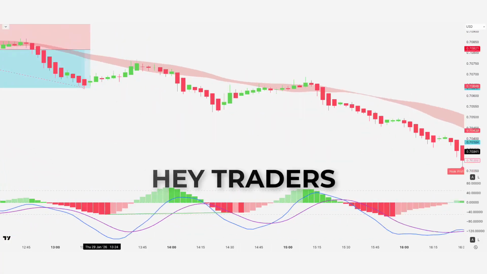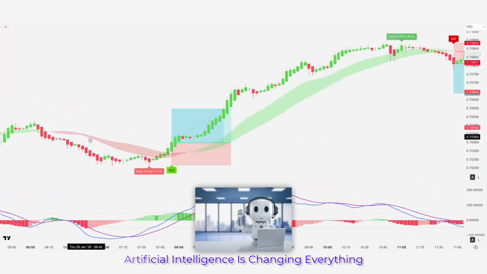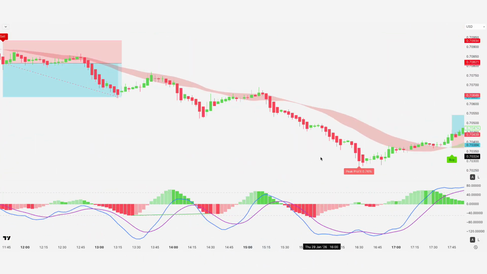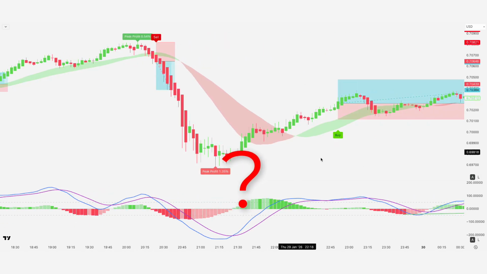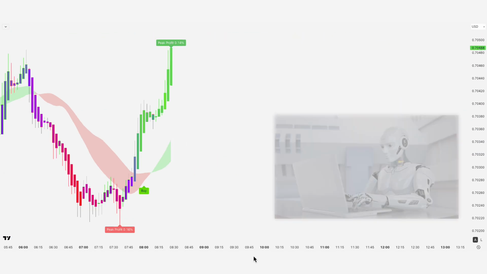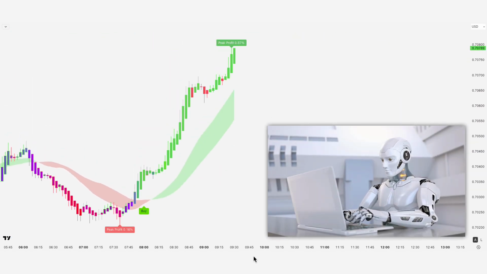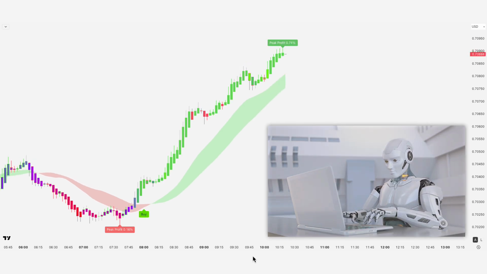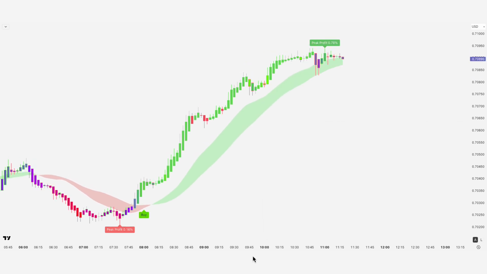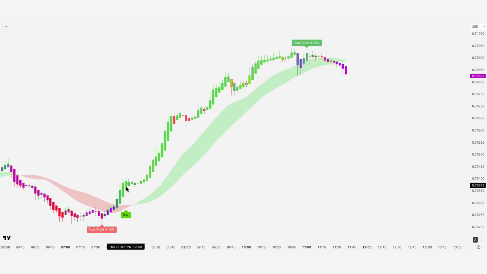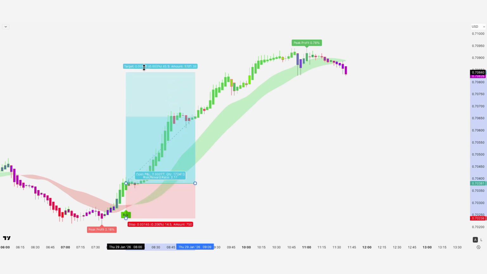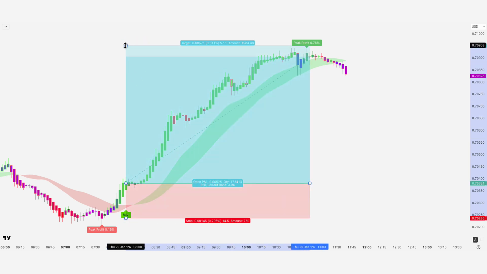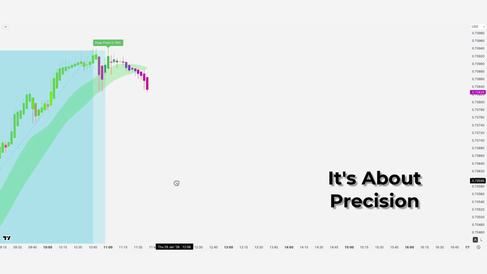Hey traders, artificial intelligence is changing everything. So the real question is, can it read market structure better than we can? Today, I'm showing you a new AI-based TradingView indicator designed to reveal exact buy and sell zones using structured market logic, not random arrows. This isn't about hype, it's about precision.